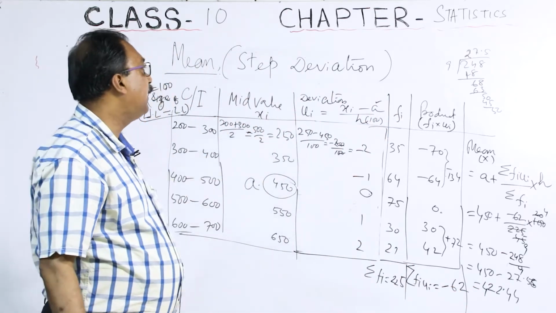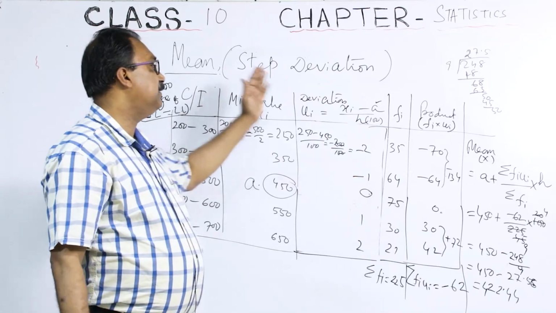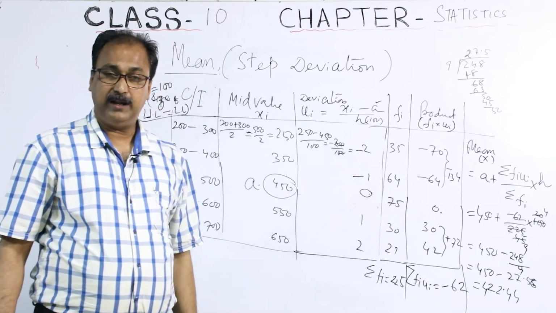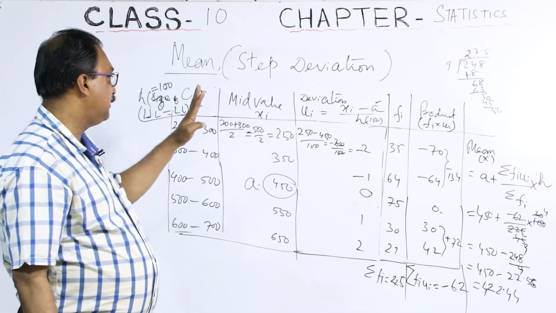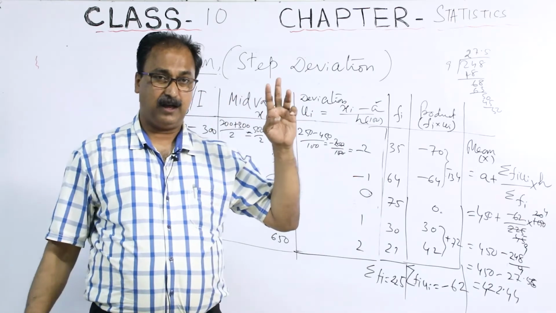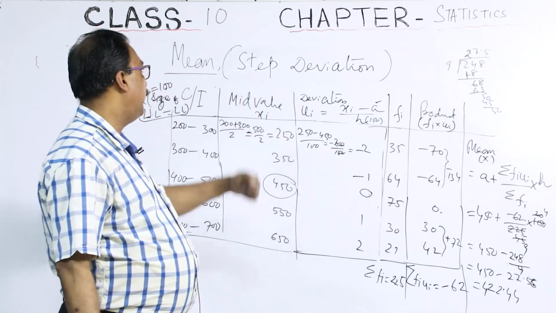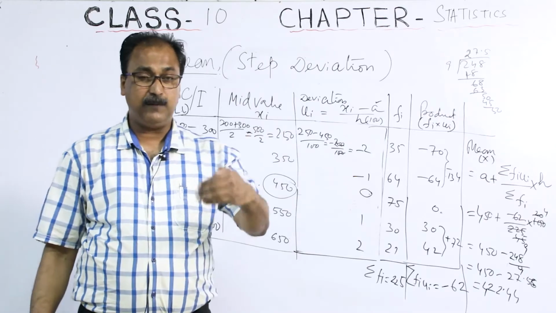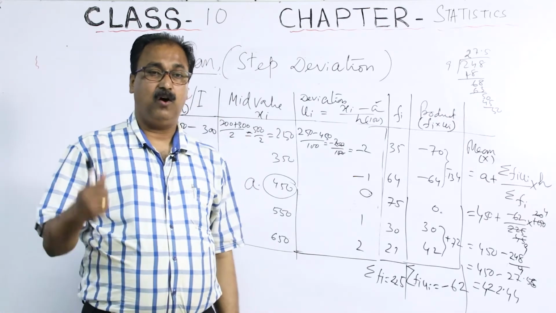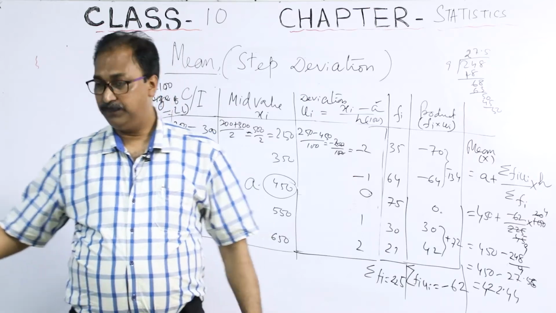So this is the way we can solve for the mean in the step deviation method. Understood? So we discussed all three methods: the direct method in the last class, the assumed mean method in this class, and I will explain the step deviation method. Now I come to another average idea, the median. Okay? Understood?